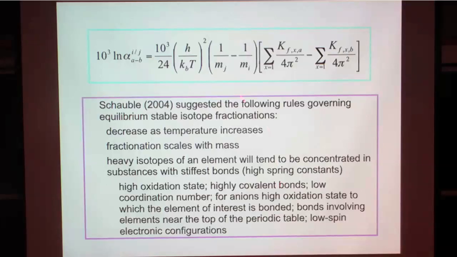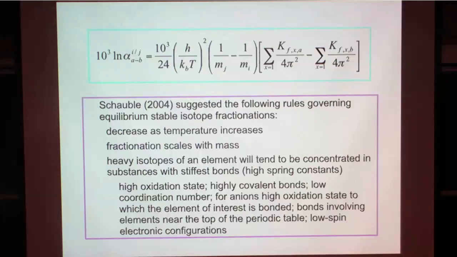Okay, so based on this equation, there's one more thing I want to tell you. You're going to see beta in some of my slides. Beta is the reduced partition function ratio. So I just showed you partition functions. Why is it called the reduced partition function?